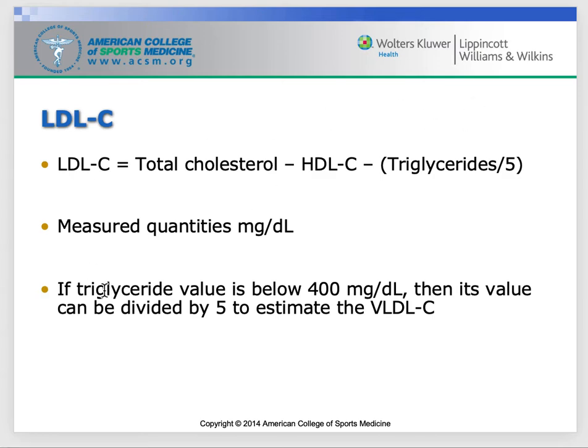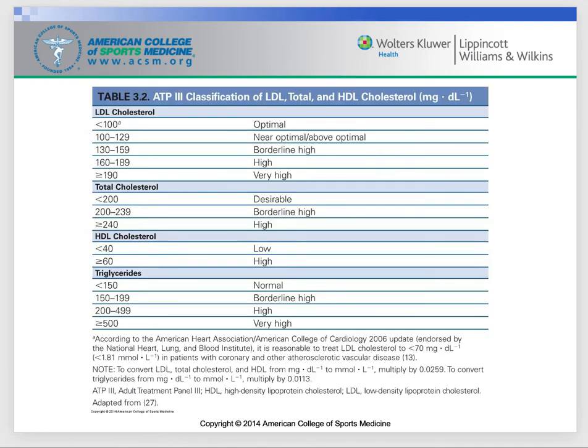Anyways, triglycerides, another number that you might not know a lot about, but triglyceride is a very indicative number that has a lot of link to down the road diabetes. So if the triglyceride value is below 400, then we can divide it into what we know as VLDL. If it's higher than 400, we're not going to be able to calculate the VLDL.